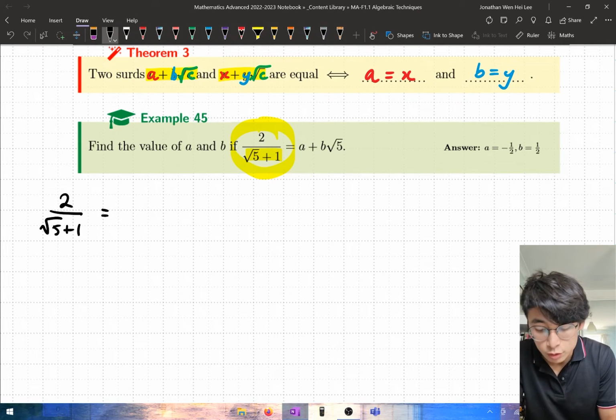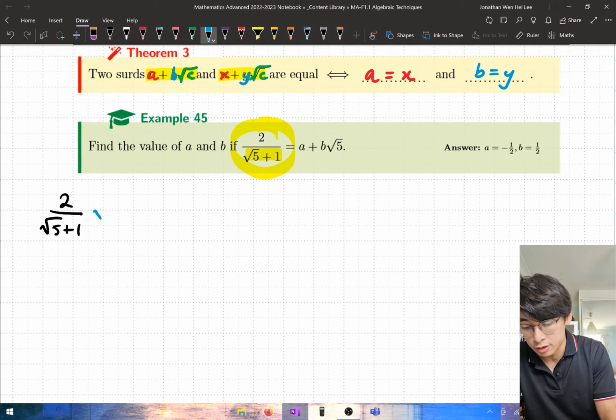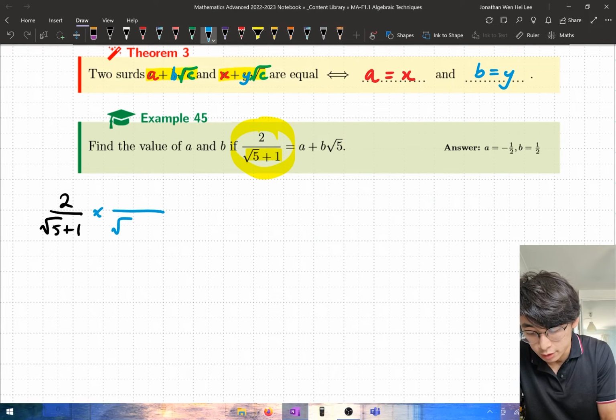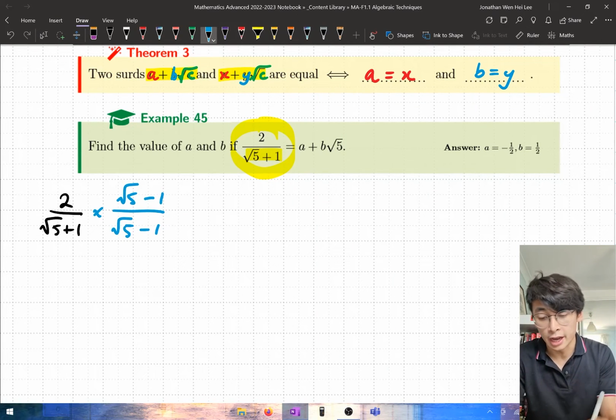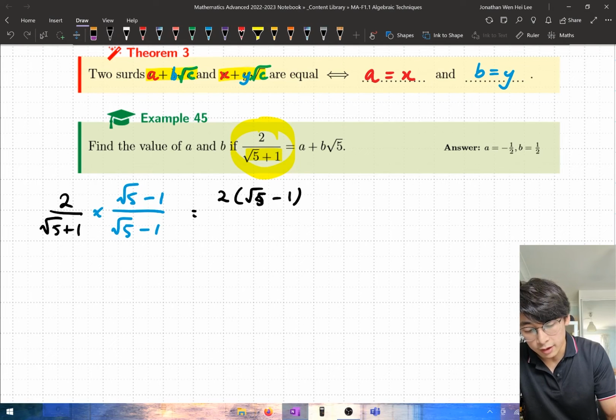So here I've got 2 over square root 5 plus 1. So when I rationalize the denominator, I'm going to multiply by the conjugate, square root 5 minus 1, for both the numerator and the denominator. So in my numerator, I'm going to get 2 brackets square root 5 minus 1. I'm going to leave it as that for now.